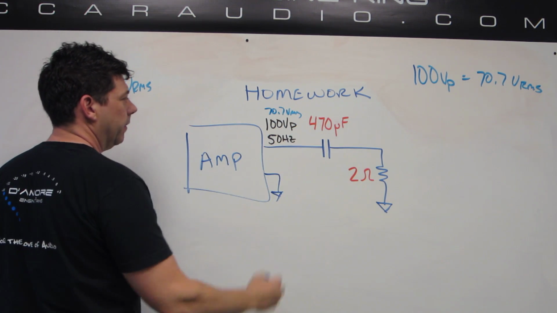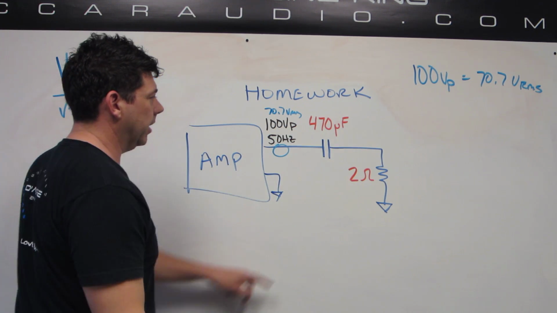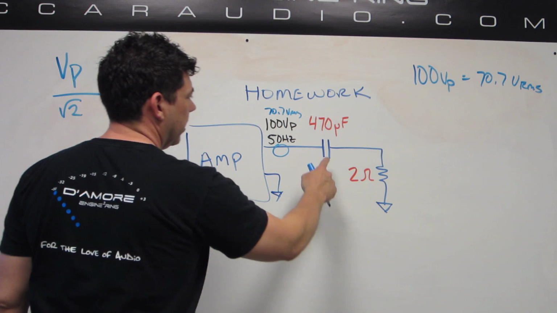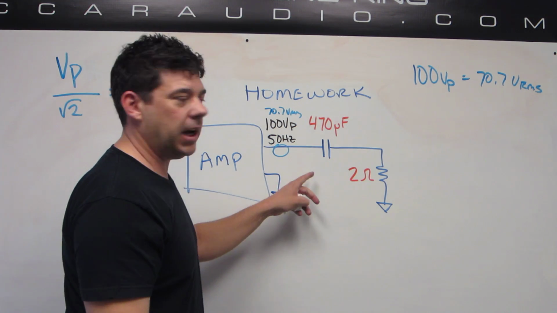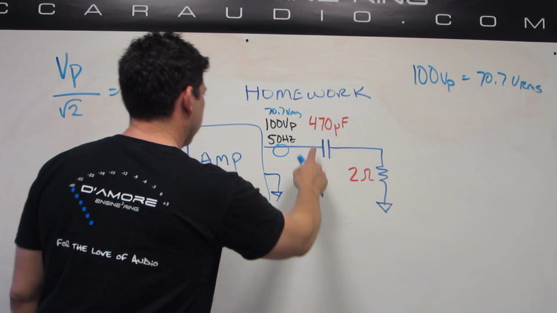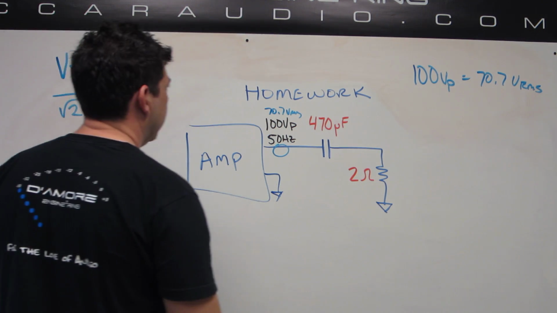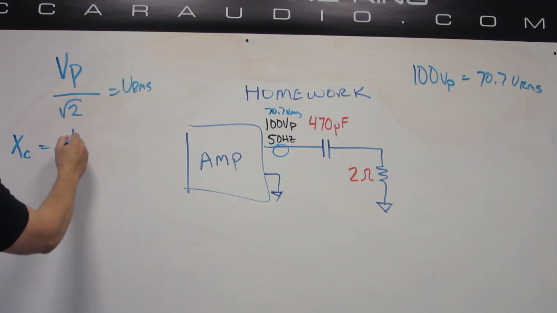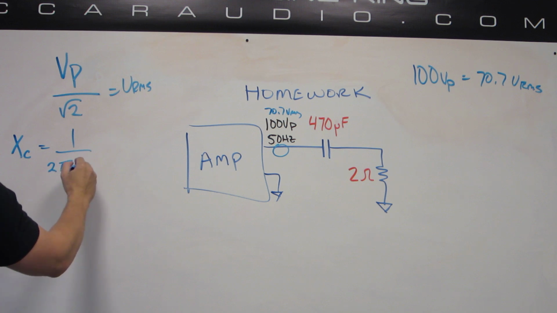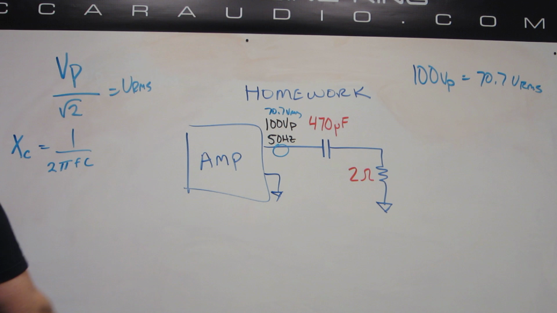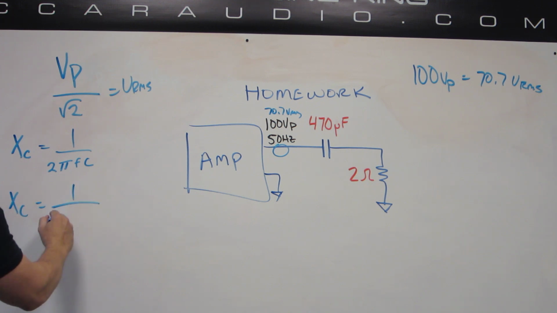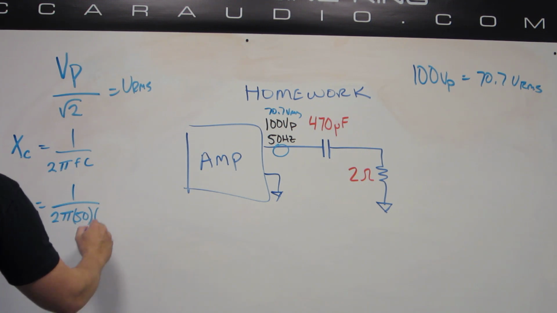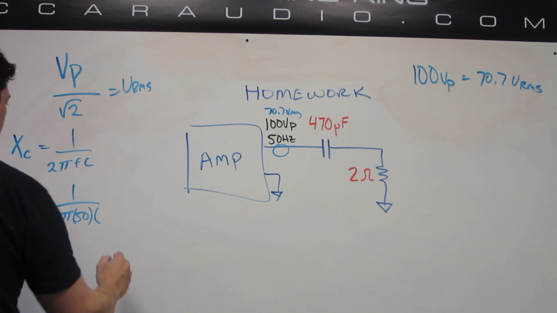And now we want to find the current. If we were to put a current clamp on here, what kind of current would we see? Well, we know this is 2 ohms, but we need to find the impedance of this capacitor at 50 hertz. Remember, the impedance of capacitors and inductors changes with frequency. So the formula for the impedance of that capacitor is XC, or I called it ZC on the other video. Either way, I just didn't want to confuse anything on the other one. It's 1 over 2 times pi times the frequency times the capacitor. So we have XC equals 1 over 2 pi 50, because 50 hertz, and then the capacitor, which is 470 microfarads.